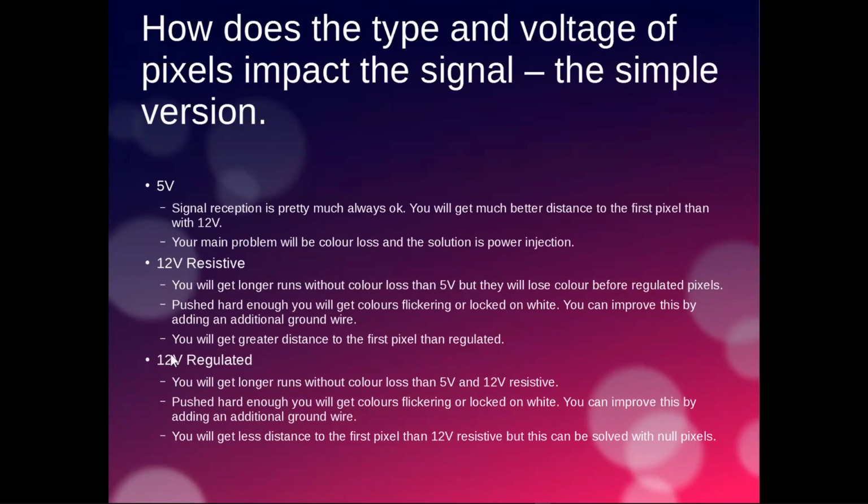Okay, how do you solve this? You can put null pixels in, right? Null pixels will solve this because the null pixel realigns that data signal to the ground at that point. So even though you've got that resistance over the wire, that null pixel will always refresh the signal, and so you will get distance. So if you're going to use 12-volt pixels, you want to be getting some null buffers because they are going to solve all of your flickering issues. Or you can add more ground wire and try to reduce that voltage lift on the ground wire.